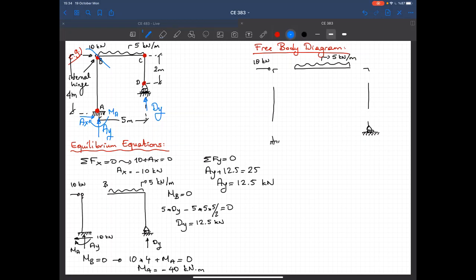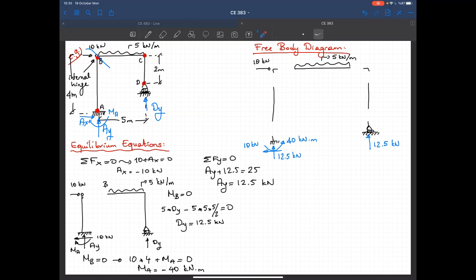So let's show the support reactions. So I got 12.5 kilonewtons here. AX is in this direction. That's 10 kilonewtons. And the moment is in this direction. And magnitude is 40 kilonewton meters. And at D, I have a vertical support reaction that's also equal to 12.5 kilonewtons.